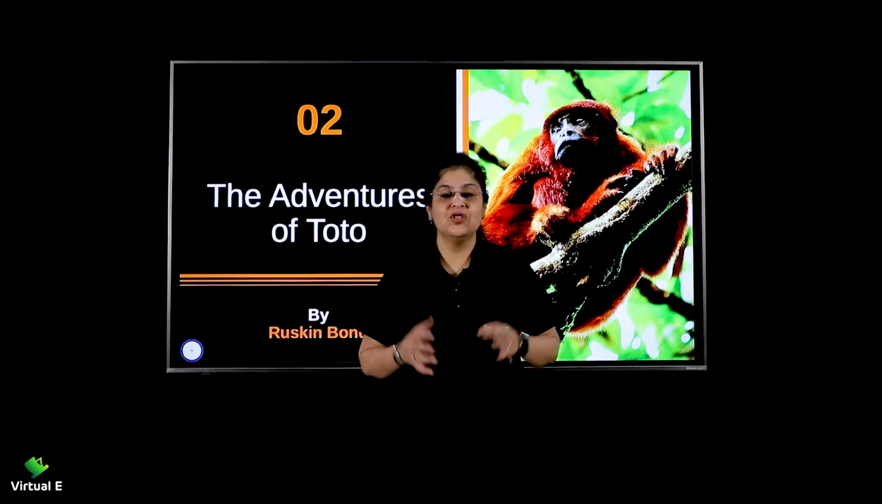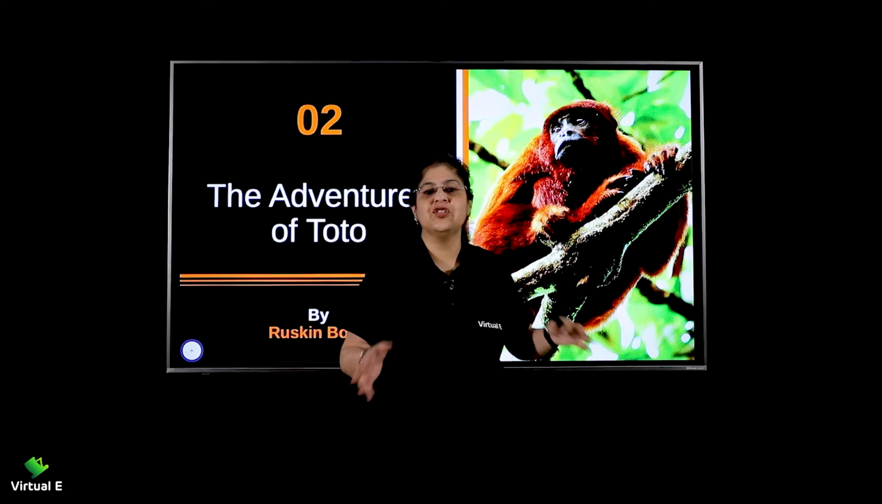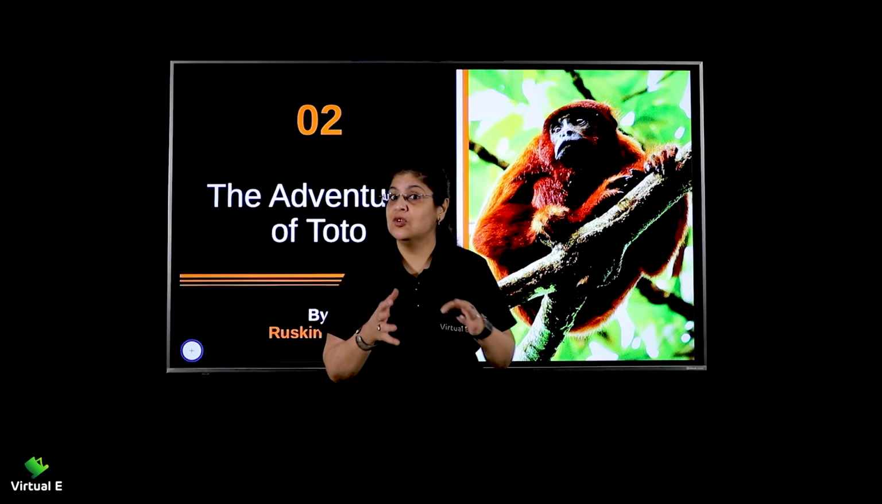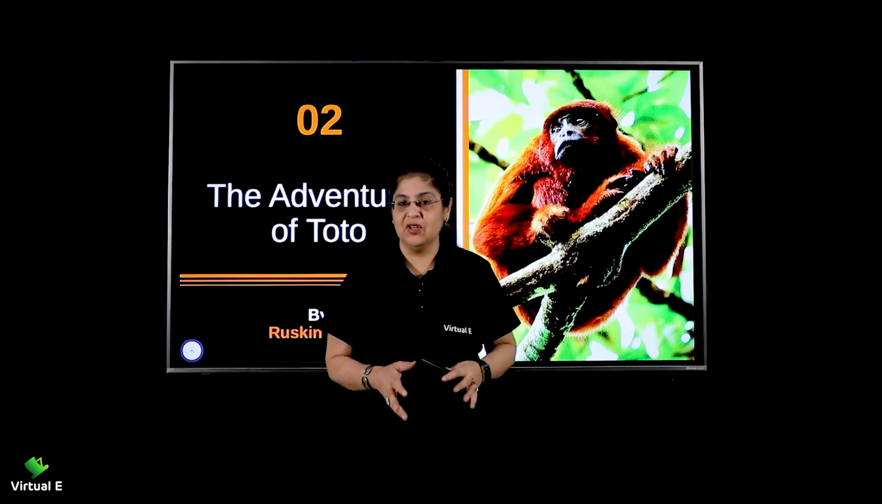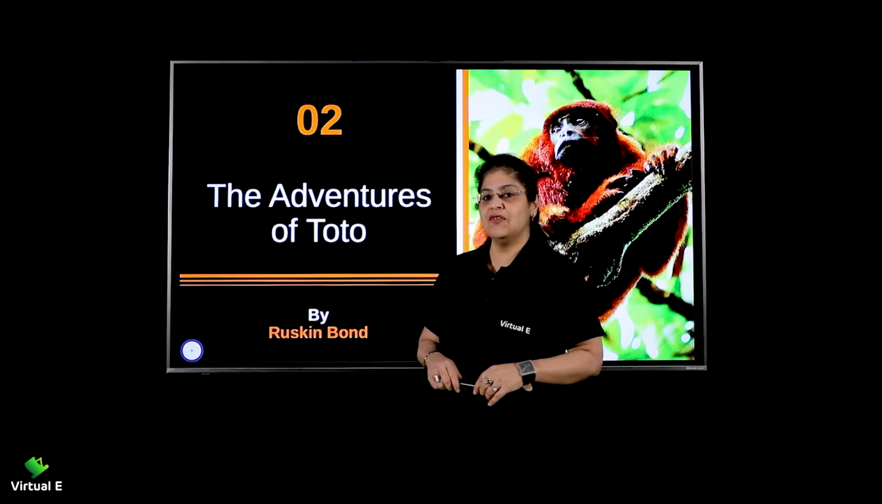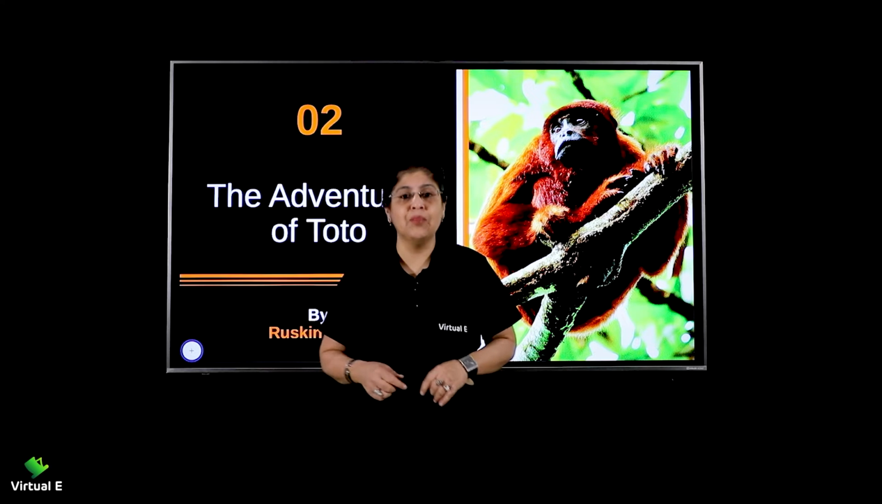It's time to go through some adventures. Now, you have come across the adventures of Tintin, the adventures of Tom Sawyer, but today we are going to read a very beautiful, rather a funny story. That's the Adventures of Toto. Toto sounds odd, but the author is Ruskin Bond.